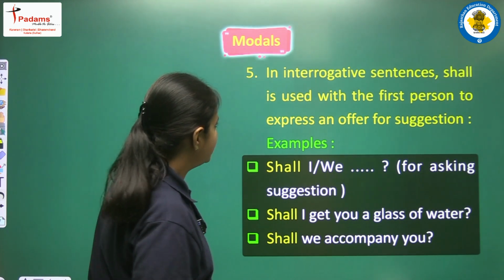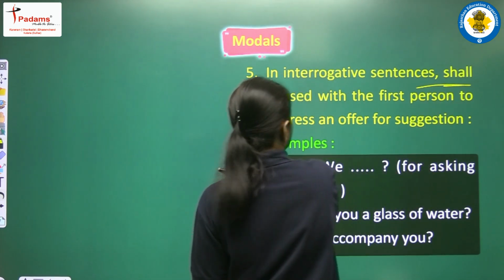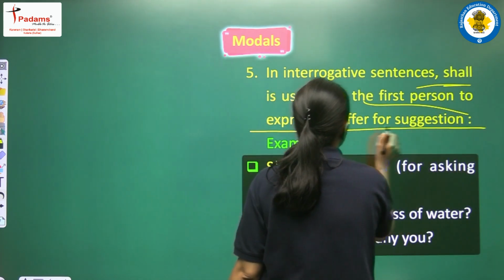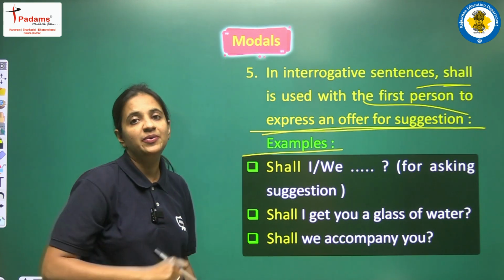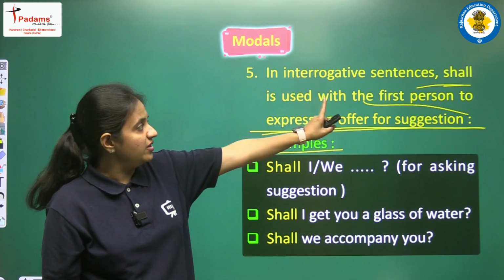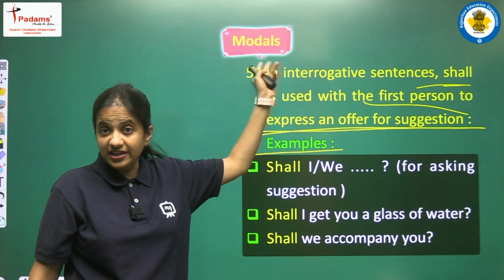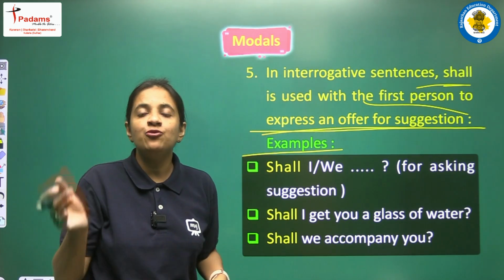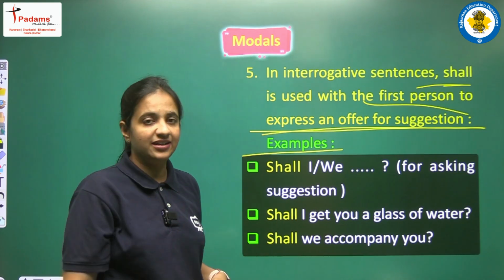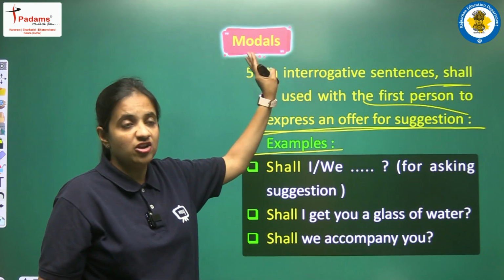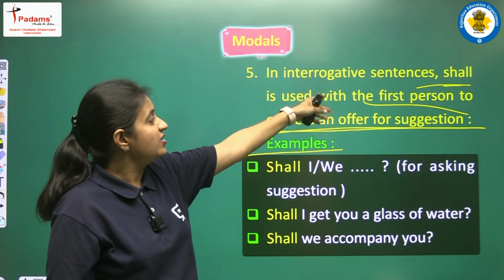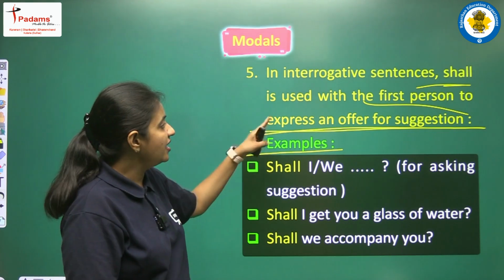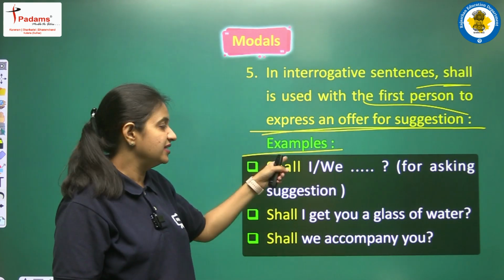In interrogative sentences, shall is used with the first person pronoun to express an offer or suggestion. So let's see the examples to clear this thing. In this point, if we are having an interrogative sentence, meaning a sentence in which we are having one question mark at the end of the sentence, and in that sentence we are having shall with a first person pronoun, that means we are having some kind of offer. So let's see the examples.